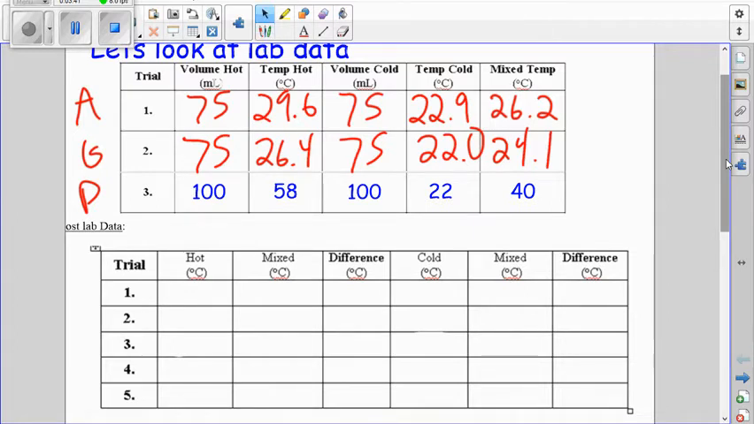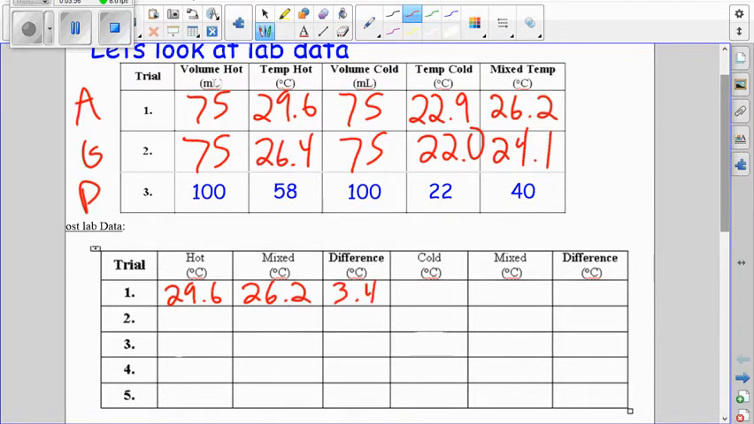Wonderful. Okay, so we're looking at this. Her hot started at 29.6. Her mixed temperature was 26.2. So what's the difference between those two? That looks like a 3.4. Yup. Her cold was 22.9. Mixed again was 26.2. And the difference between these two, I don't care about the negative. I just want to know how big was that gap between those two. What was it? 4.7. Okay.